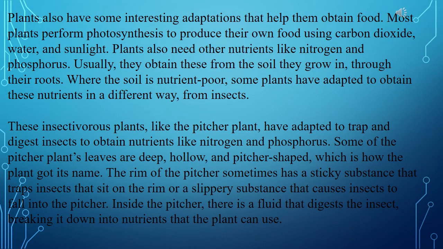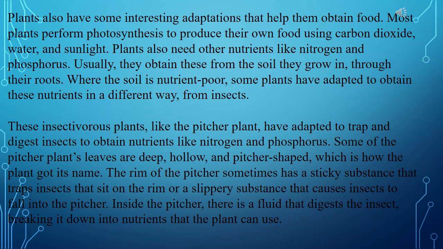Plants also have some interesting adaptations that help them obtain food. Most plants perform photosynthesis to produce their own food using carbon dioxide, water and sunlight. Plants also need other nutrients like nitrogen and phosphorus. Usually, they obtain these from the soil they grow in through their roots.